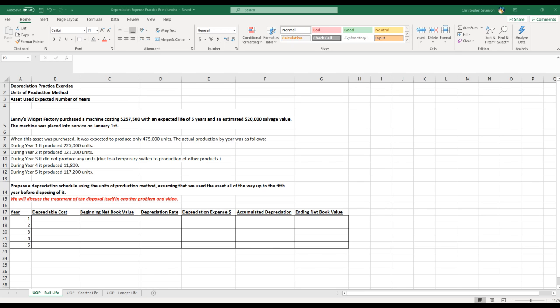Now, in this data set, they also give us the information on units. In the previous videos where we covered straight line and double declining balance, we still had this data set, but we didn't really need the unit count until now. Units of production is where you need the detail of how many units were actually used or produced each period. So when this asset was purchased, it was expected to produce only 475,000 units. The actual production by year was as follows, and they give us the breakdown year 1 all the way through year 5.